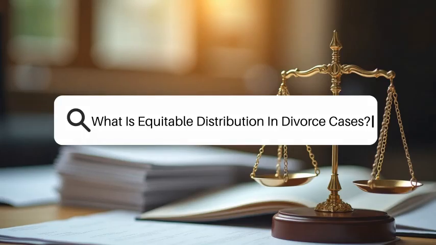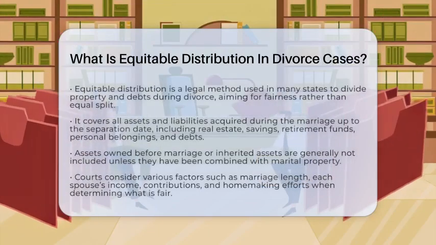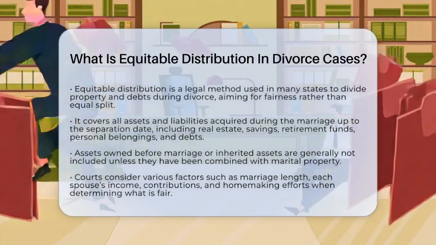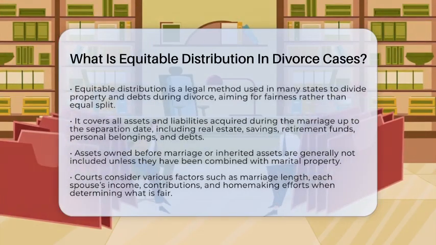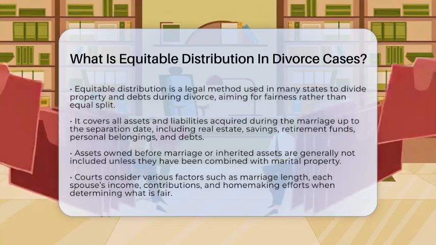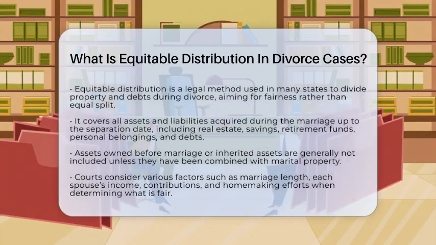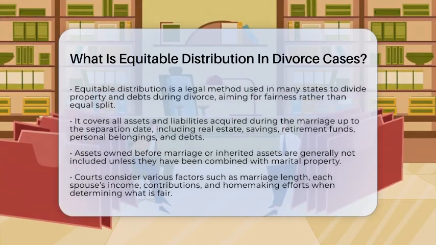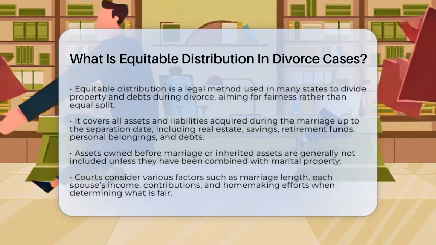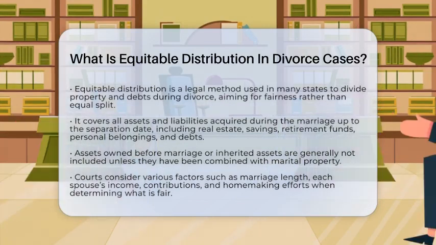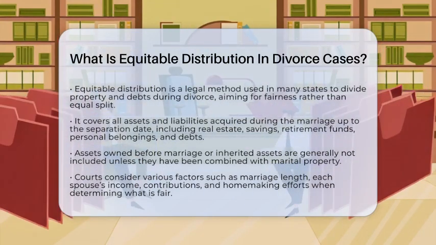What is equitable distribution in divorce cases? Imagine sorting through a big box of belongings after a long marriage. You want to make sure everything is divided fairly, but not necessarily split exactly in half. That's what equitable distribution is all about. It's a legal way many states use to divide property and debts during a divorce. Instead of just splitting everything down the middle, the goal is to be fair based on each spouse's situation.